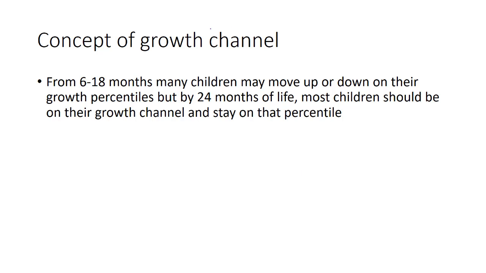So there's this concept of a growth channel, meaning that lots of children will be born at the 50th percentile, roughly 3.1 kilograms, but that doesn't actually predict their adult height in any way, shape, or form. Generally, between 6 and 18 months of life, children drift to their appropriate growth curve. So around 24 months of life, children, for the most part, are on their growth channel, and you can actually predict adult height for the most part by their measurements at 24 months of life.